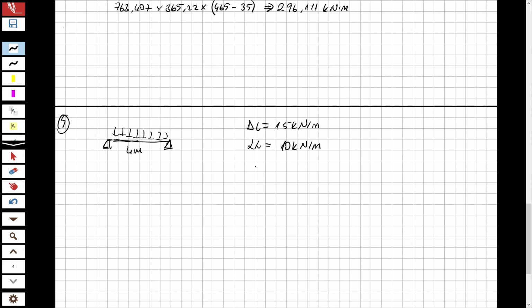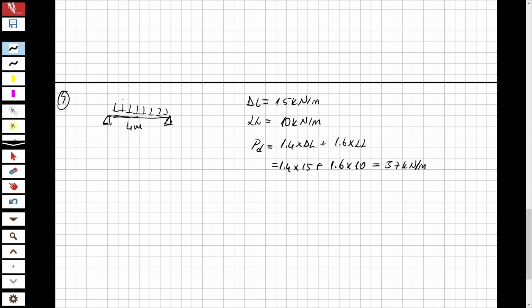So the design load will be used, you know, PD is equal to 1.4 multiplied with dead load plus 1.6 multiplied with live load. So 1.4 multiplied with 15 plus 1.6 multiplied with 10 will be equal to 37 kilonewton per meter. This is our load. So we have a load here as 37 kilonewton per meter.